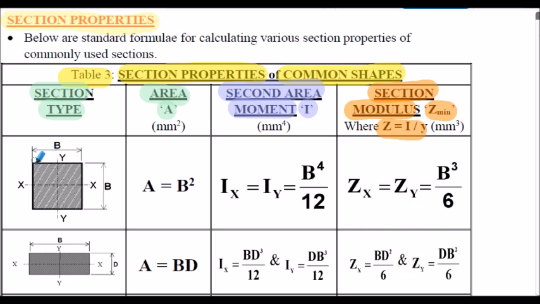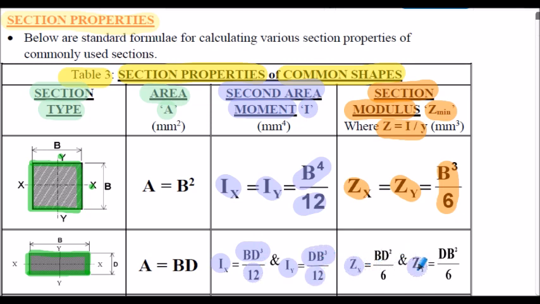So the first row has formulae related to a square section. Notice within each section we have an x and y axis referenced. It doesn't matter for the square section, of course; the x and y I values will be the same for the square, as will the Z x and the Z y values. But for the rectangular section, the Ix and the Iy values will be different formulae here. Of course, the Zx and the Zy values will be different also.